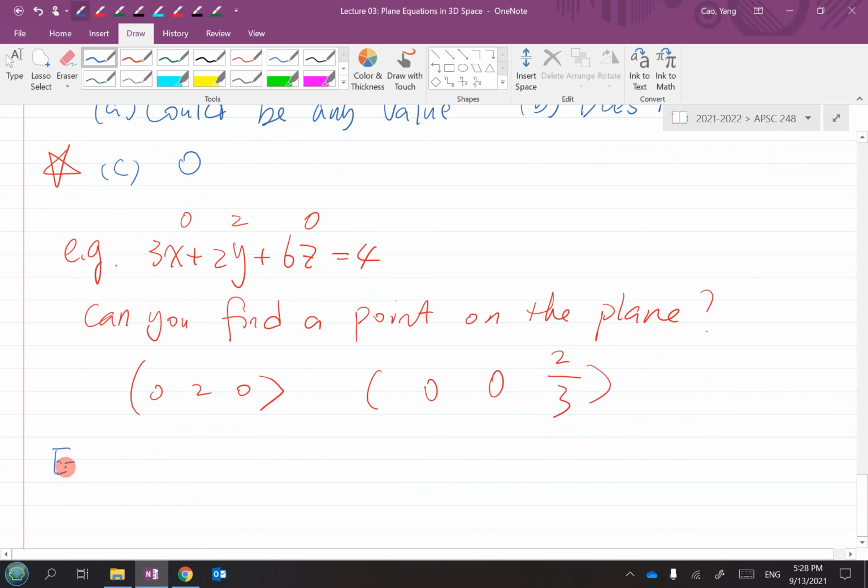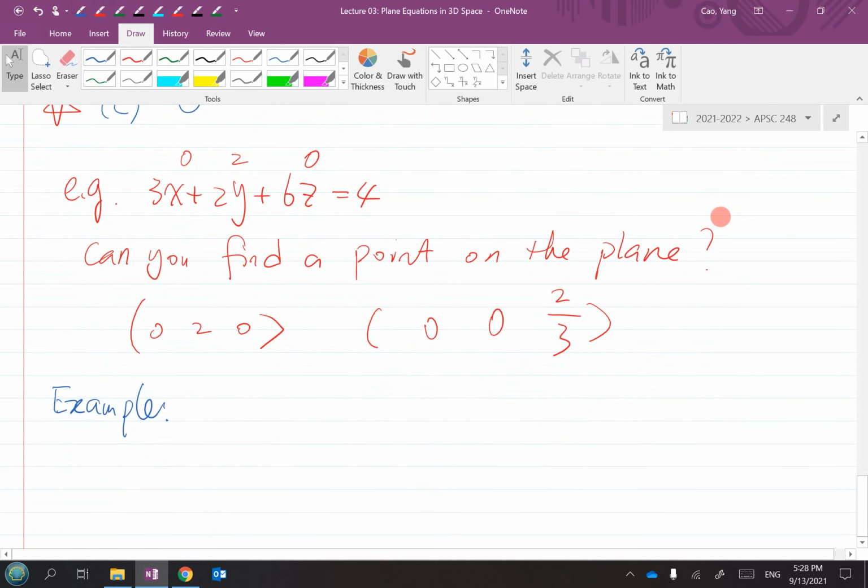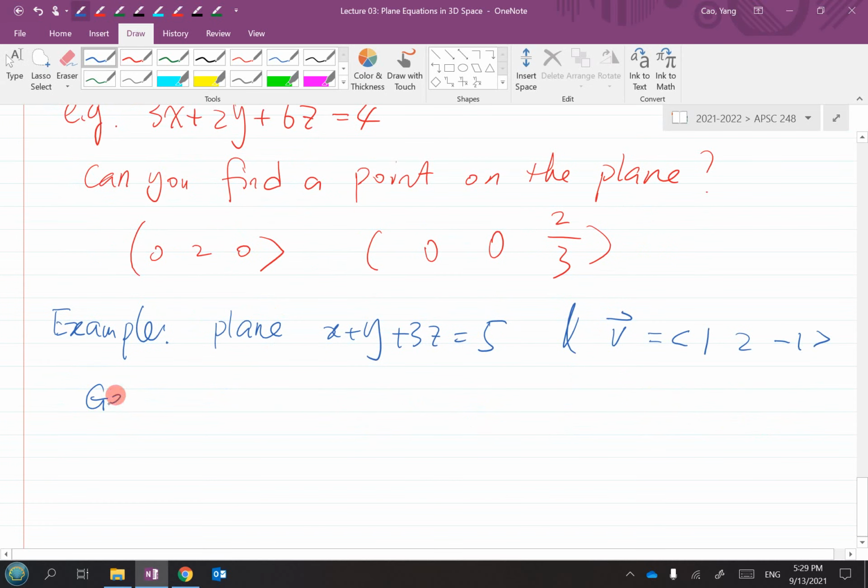So now let's look at an example. Okay, a couple examples here. I'll give you a plane: 3x plus y plus 3z equal to 5. And then I'll also give you a vector. Then the question here is, oftentimes this will be a multiple choice maybe. What is the geometric relationship between this plane and this vector?